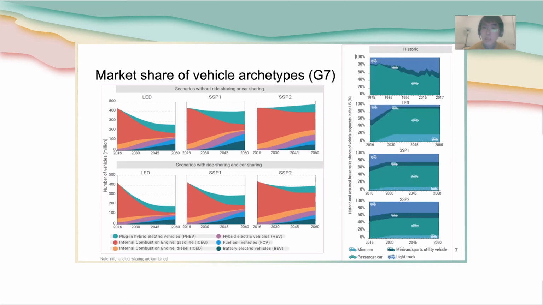Here's another example. We look at the US market, where we are looking at four different size segments. Historically, we can see that the market share of larger vehicles, for example light trucks and SUVs, is increasing over time. The three plots on the bottom are where we implement the downsizing strategy, which means we assume the market share of smaller vehicles, for example micro cars, will grow from almost zero in 2016 to about 20% of the market share under the LED scenario by 2030. And we have different targets for the other two scenarios.